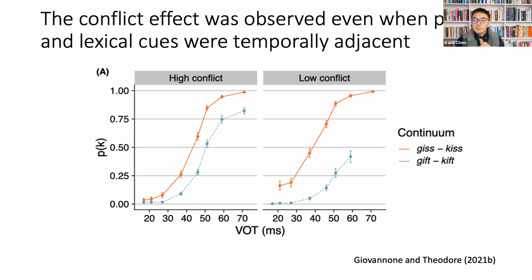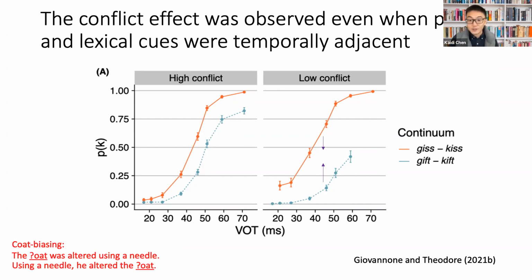Okay, which is a conflict effect. But even in this study, the lexical context came after the phonetic cue. So the question is, what is the role of prediction and expectation for speech perception? So it could be the case that when lexical context comes before the phonetic cue, it will be so strong that it will attenuate the conflict effect. So here is an example you will also see in later slides.